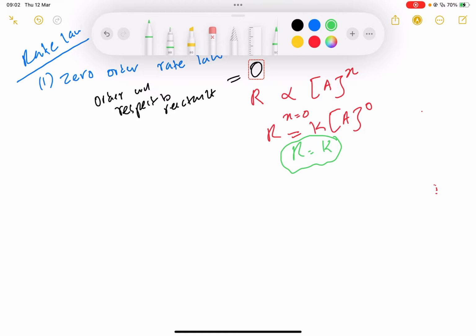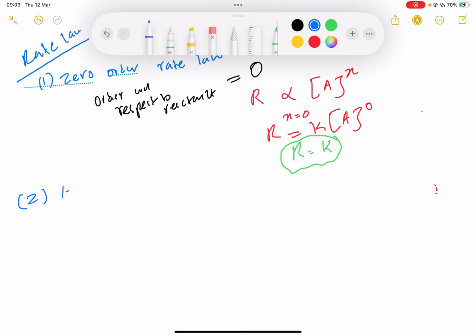That means you can understand that the reactant has no effect on the rate of the reaction. Whatever the concentration, whether you increase or decrease it, the rate will not change, because rate is equal to the rate constant in the zeroth order reaction, and the constant is not changing. Therefore, in a zeroth order reaction, rate does not depend on the concentration of the reactant. So when we are doing sums, it will be more clear.